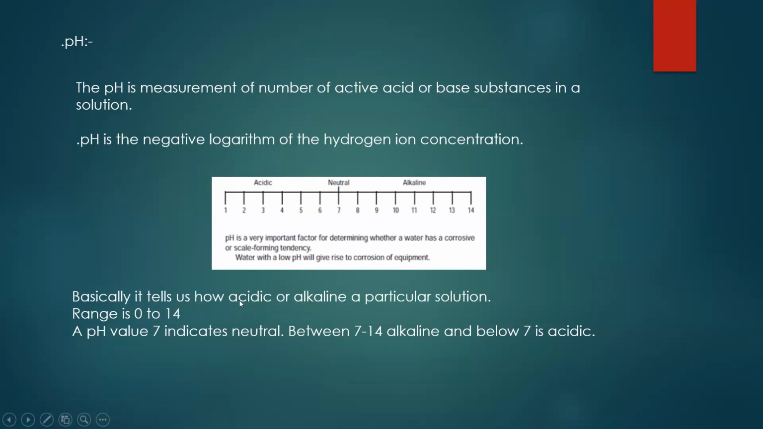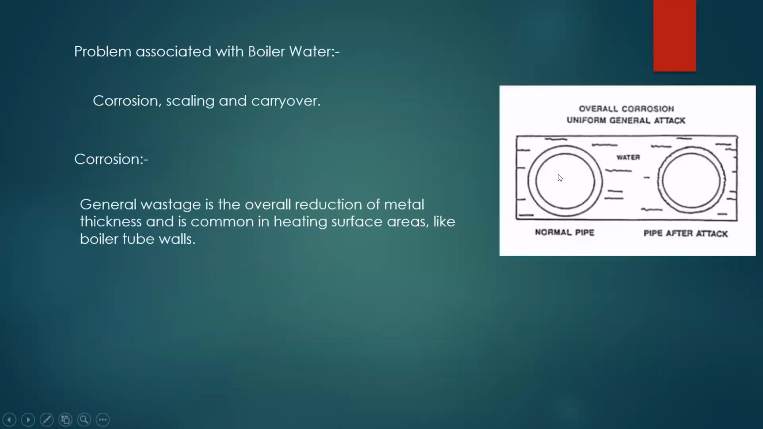Basically, it tells us whether a particular solution is acidic or alkaline. Its range is normally between 0 to 14. A pH value of 7 indicates neutral, 7 to 14 is alkaline, and below 7 is acidic.